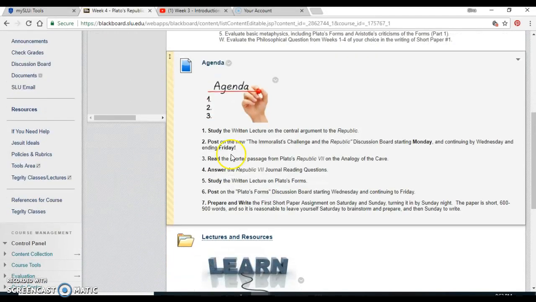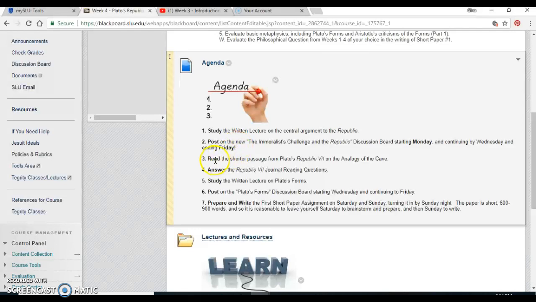So as I mentioned last week, the agenda: you're going to study the written lecture from books 2 and 4 of the Republic first. You'll begin posting immediately. Monday is your first post. You should have your second post on or around Wednesday. And then this discussion board on completing the immoralist challenge and justice will end by Friday.